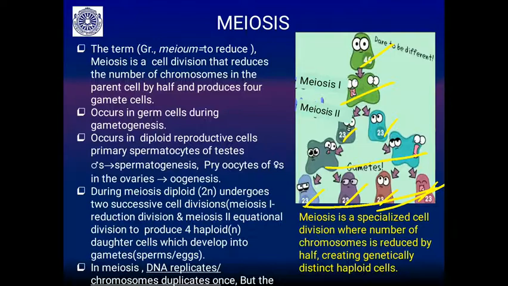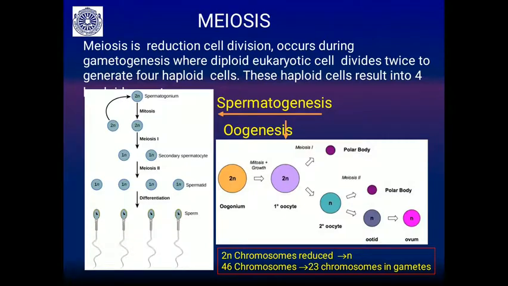Meiosis is a specialized cell division where the number of chromosomes is reduced by half, creating genetically distinct haploid cells. So, meiosis is a reduction cell division, occurs during gametogenesis. This is spermatogenesis, what you see, and this is oogenesis, where a diploid eukaryotic cell divides twice to generate 4 haploid cells. These haploid cells result in 4 gametes. So, this is what you will find.